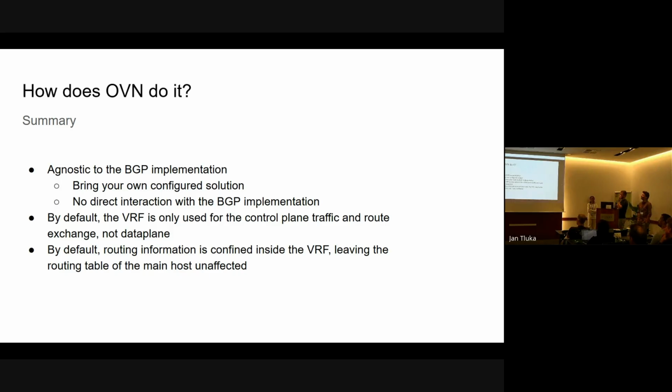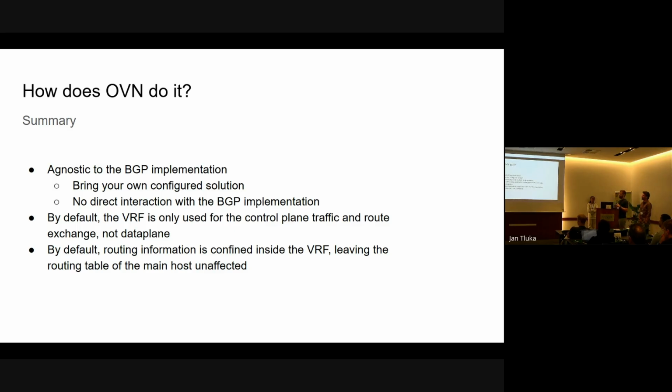Yeah, just to summarize, the biggest part of it is that OVN is BGP agnostic. So you bring your own BGP daemon. You have to pre-configure it to read the routes from the VRF and install the routes into the VRF. And there is no direct interaction between OVN and your daemon.